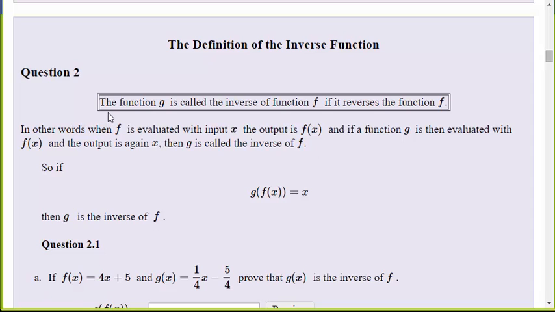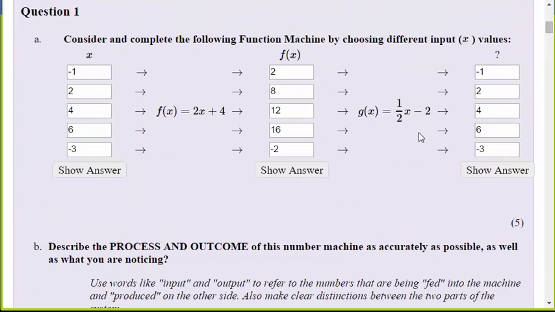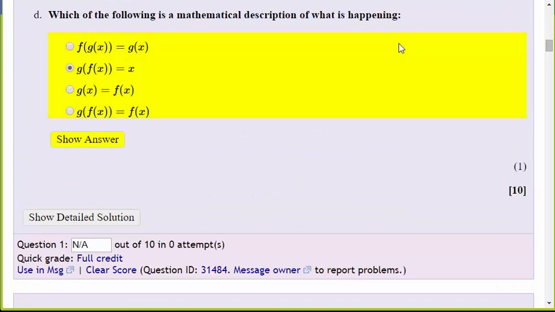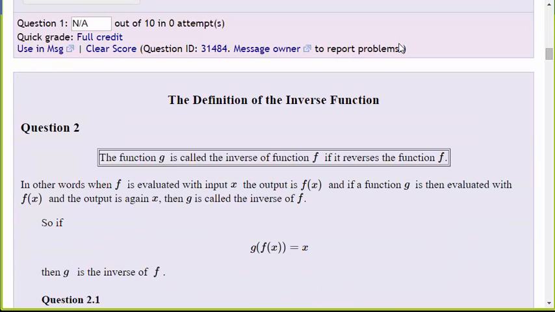We say that the function g is the inverse of function f if it reverses the function f. Isn't that what happens here? F causes the x values to produce these values. G causes these values to be reversed back to the original values. Do you see? And that's what the inverse does. It takes the input and I get an output. If I take that output and I put it into my inverse function, I'll get my original input. Is that making sense? Yes, a bit. I'll give you an example of an inverse function.